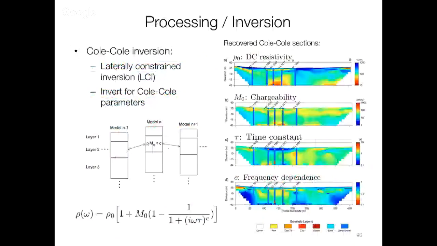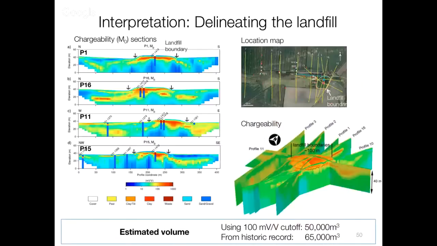So after having now done all of these lines here, they get a chargeability section. What we're looking at here are 4 lines. You probably can't see them. One is right through here. They all go right through the waste up. So here's the waste up. Here's 16 that goes through there. I think that's 15 that goes through there, or 11. So we've got a number of sections that are plotted here. This is what the chargeability looks like.